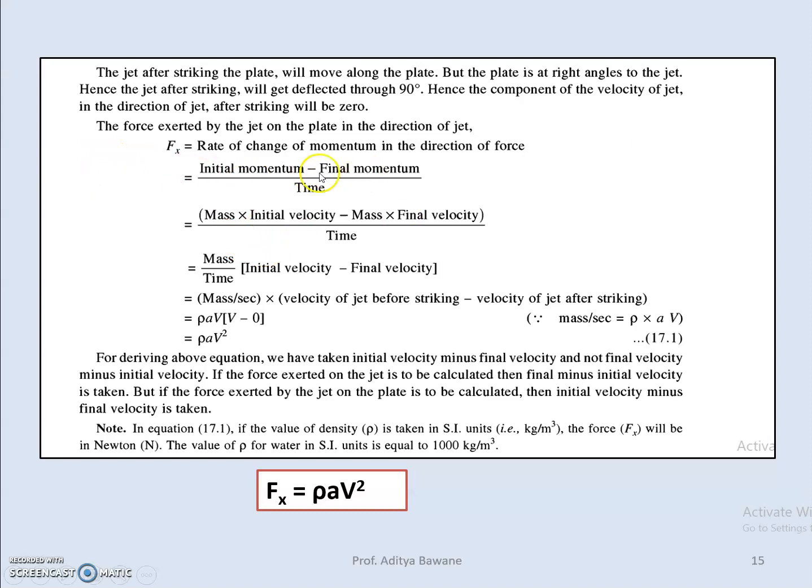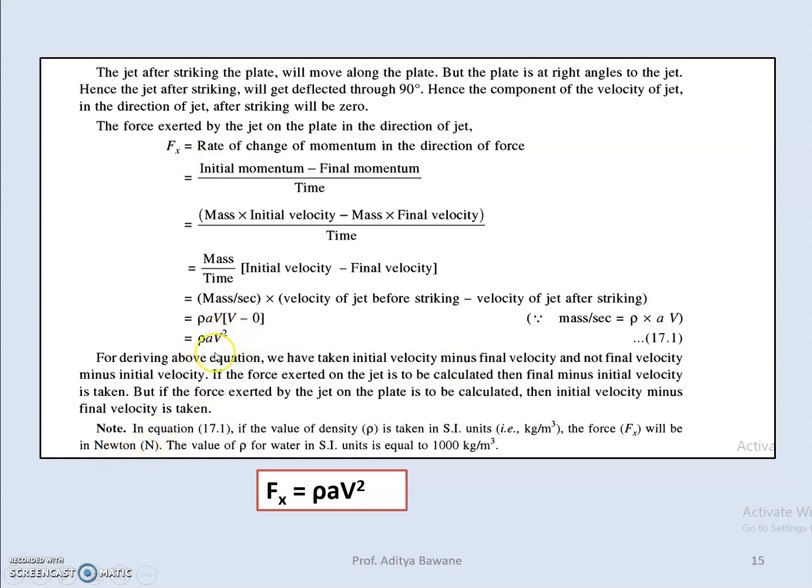which is initial momentum minus final momentum by time. This formula is important for the first unit of this session: initial momentum minus final momentum by time. Initial momentum is mass into initial velocity, final momentum is mass into final velocity. So mass per unit time is common, times initial velocity minus final velocity. The velocity of the jet before striking is v, and the final velocity along the x direction is 0. So the equation will be Fx equals rho a v square.